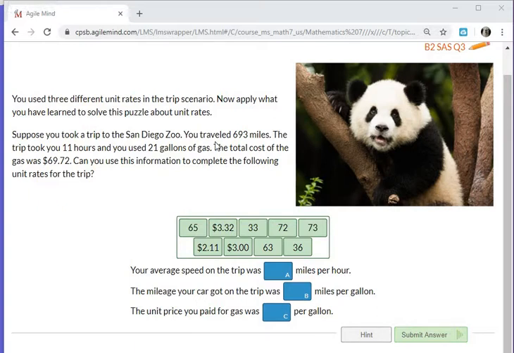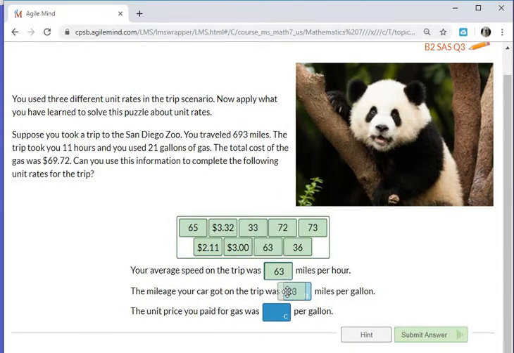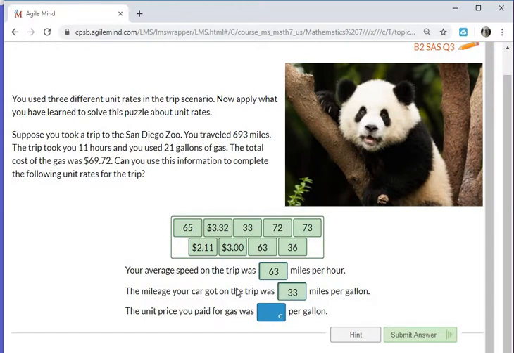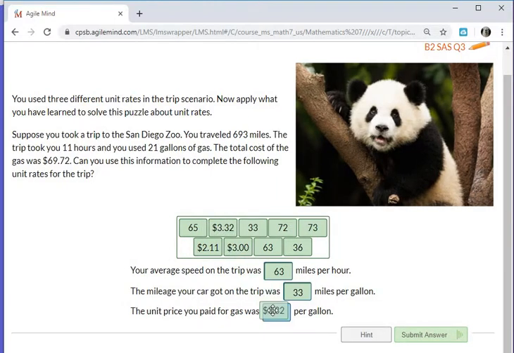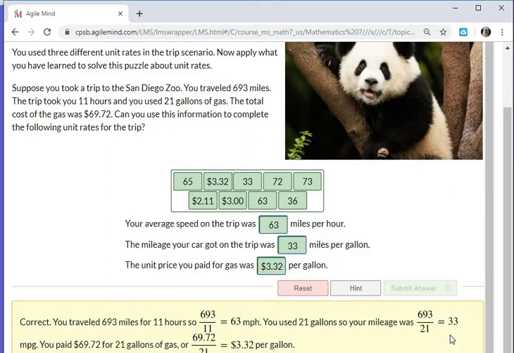Alright, we're going to check our answers. Your average speed on the trip was blank miles per hour. That should have been 63. The mileage your car got on the trip was blank miles per gallon. That should have been 33. And the unit price you paid for gas was blank per gallon. That should have been $3.32. That will give us all the correct answers. That was problem number 3.